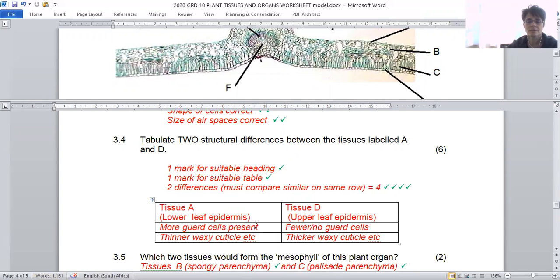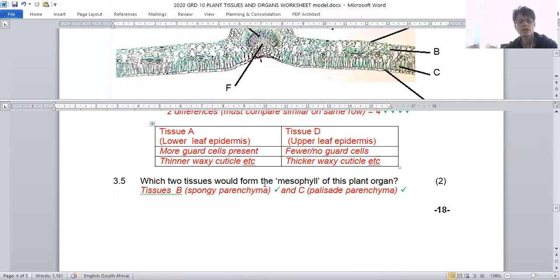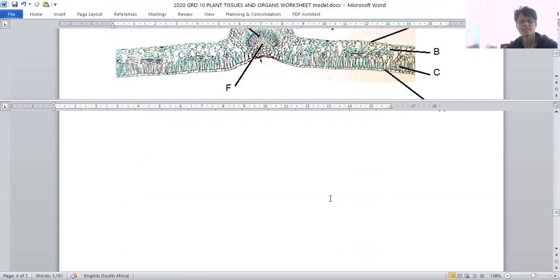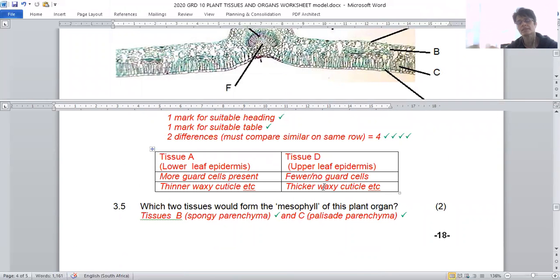Neat ruler drawn table. Okay, so lower, if you said lower leaf epidermis, then there would be more guard cells and a thinner waxy cuticle. Tissue D, the upper leaf epidermis, fewer or no guard cells and a thicker waxy cuticle because that's where the sun shines more. Number 5, which two tissues would form the mesophyll? Well, it's the same ones, so B and C. And I've named them, although you wouldn't have needed to. I was just thinking of different types of questions that could be asked here.